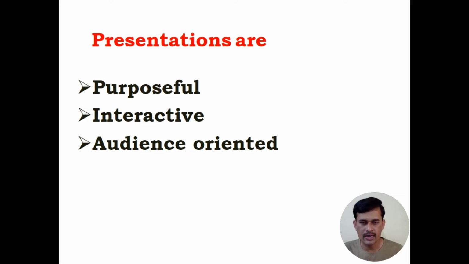That means you as well as the audience need to interact with each other. So it is an interactive presentation. Then the next one is audience oriented. All presentations are audience oriented. Based on the audience's interest, we need to select the topic and give the presentation. If you're not able to give it in a good manner, automatically the audience will not show interest in your presentation.